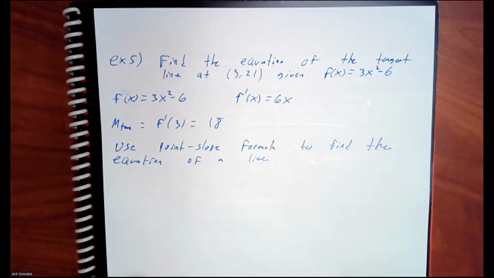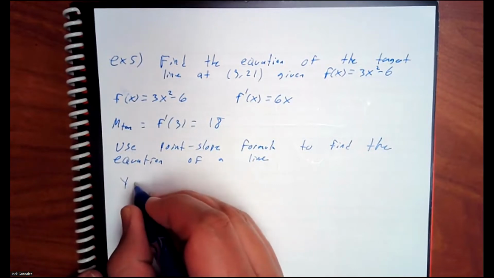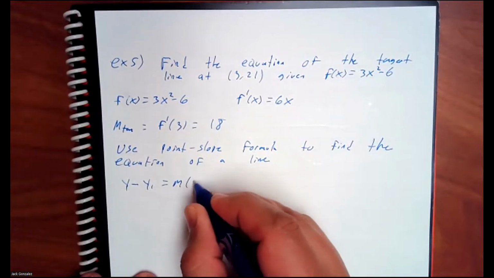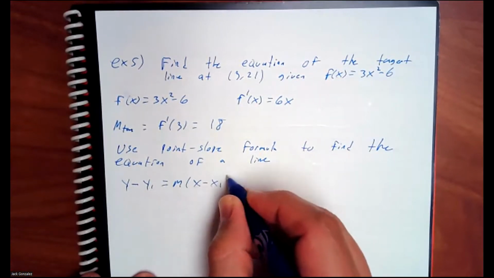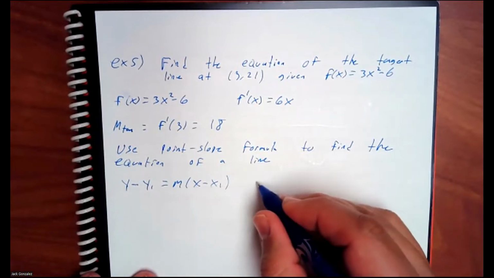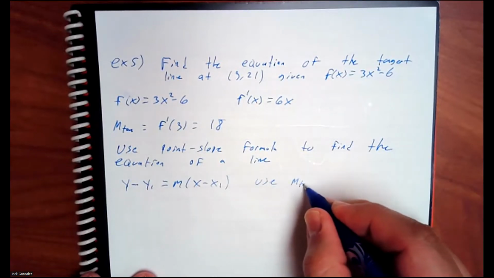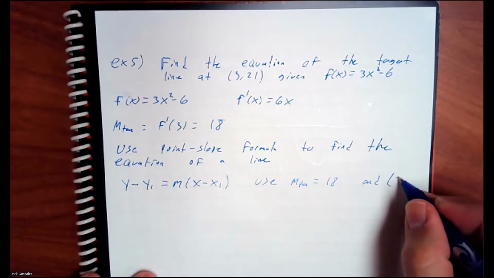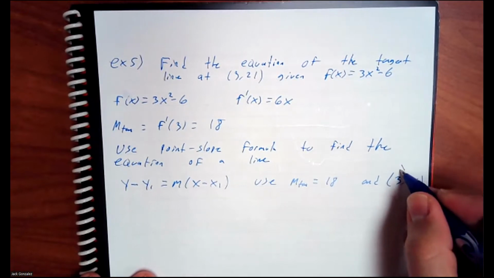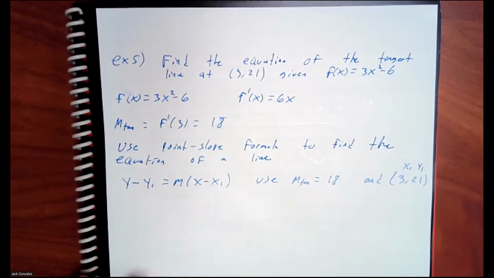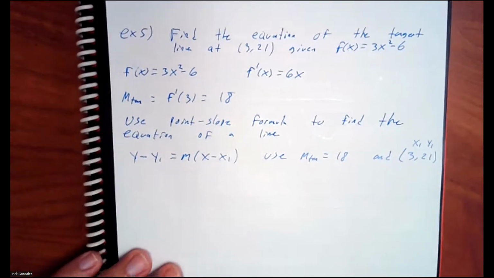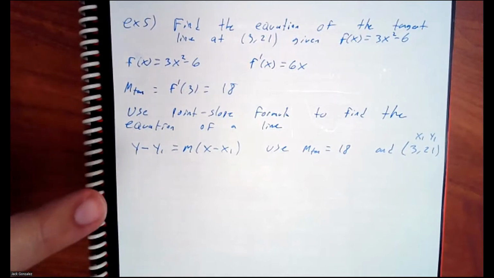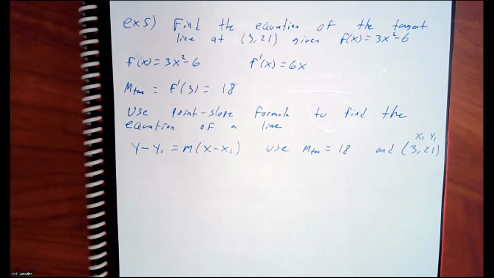So it's going to be y minus y1 equal to m times x minus x1. Use m tangent and 3, 21. See where we are going with this, right? So this guy will give you the line equation. We already got the slope and we got a point, so we are technically good.